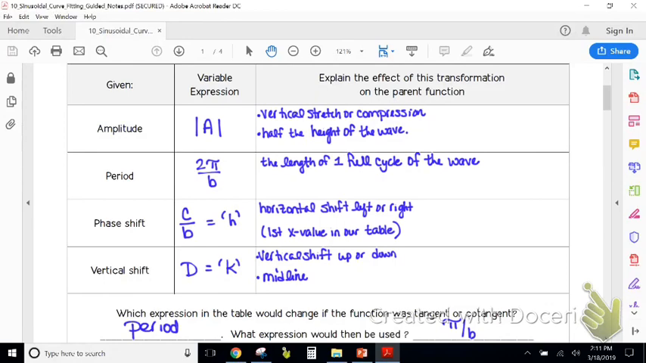Amplitude. Okay? Amplitude is the height from the center to the top or the center to the bottom of the wave. If the wave doesn't have a top, if it keeps going up, then it can't have amplitude.